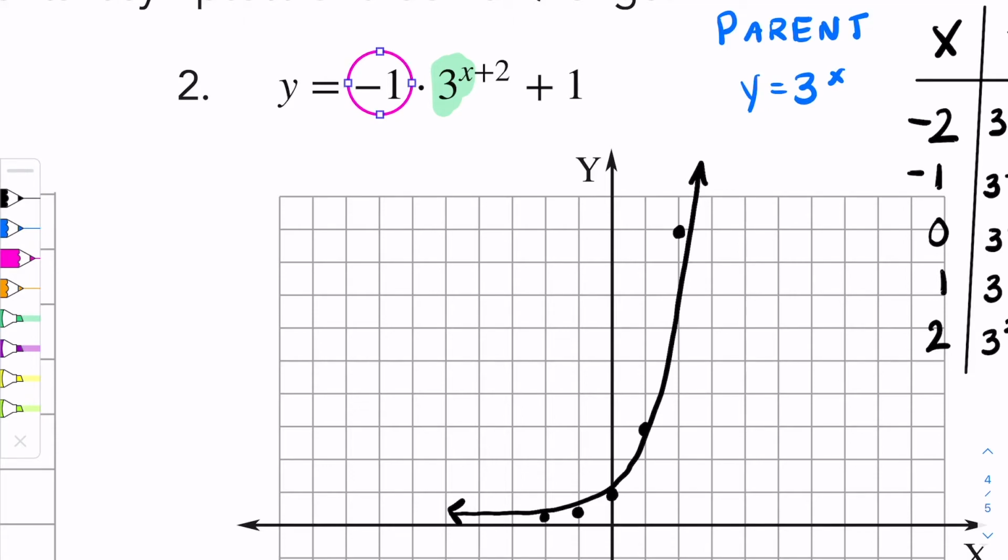Our first transformation is this value right here, an a value of -1. That would be a reflection across the x-axis. I know it's across the x-axis because of its location. If the negative sign was with the value of x, then it would be across the y-axis, but it is not. So this location indicates a reflection across the x-axis. And it's just a value of 1, so there's no stretch or shrinking there. It is just a reflection.